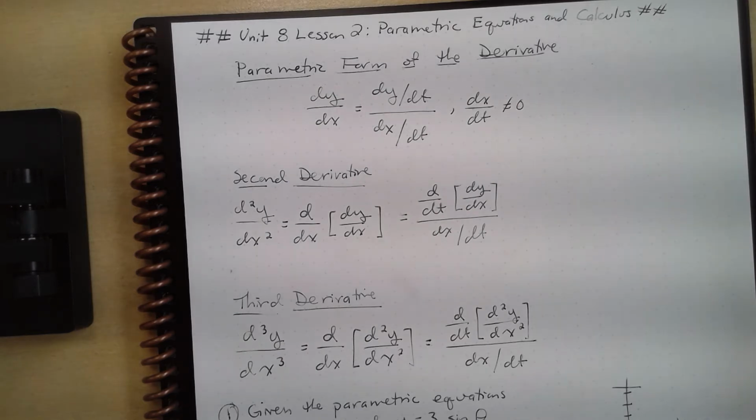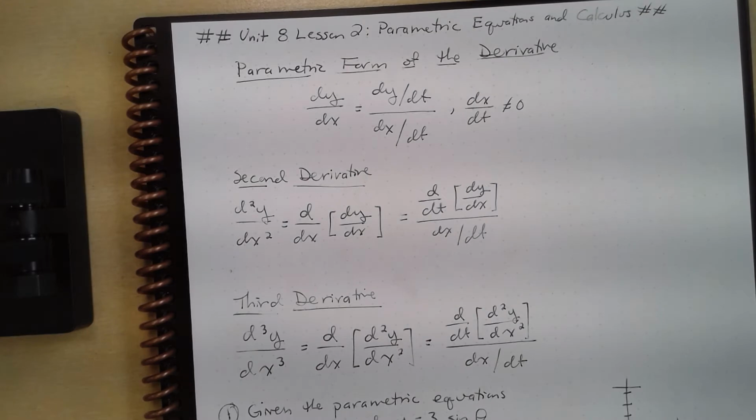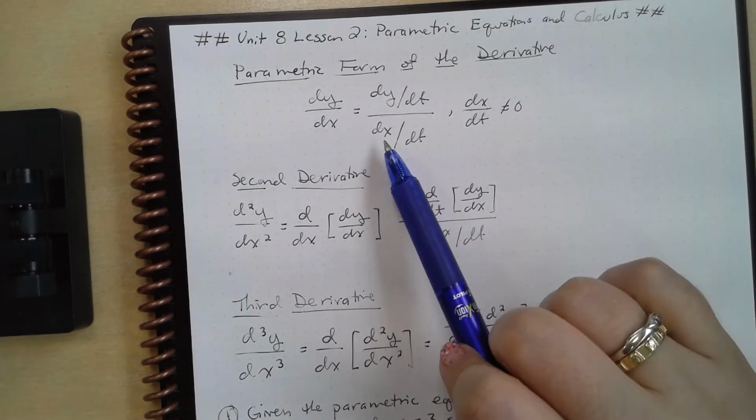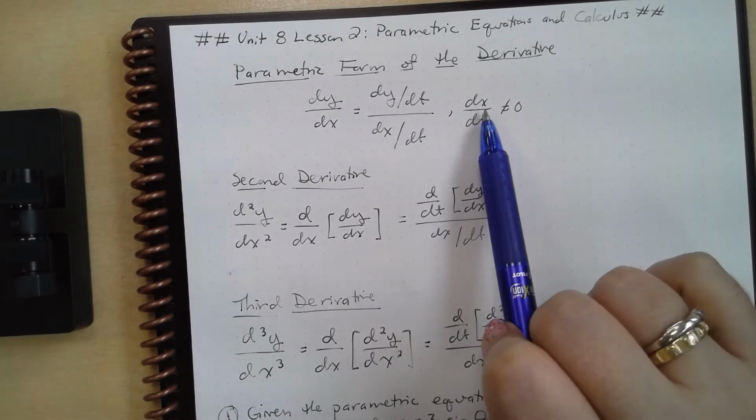Welcome back. So in our last lesson, we talked about parametric equations and what they were and kind of how to graph them. Today, we're going to talk about them in relation to calculus. So we actually have a parametric form of the derivative. dy over dx is equal to dy over dt over dx over dt when dx over dt is not equal to 0. That seems pretty straightforward.